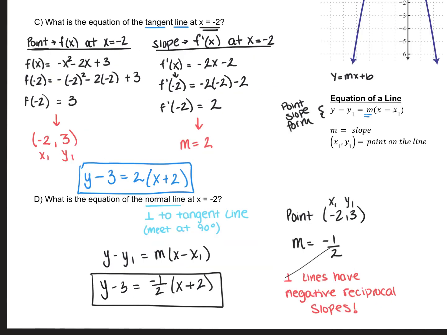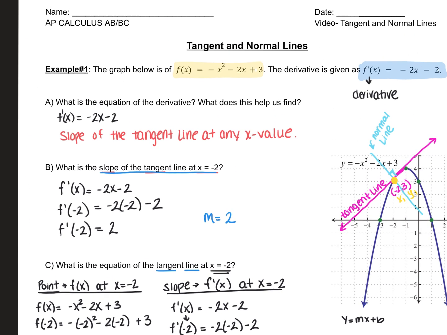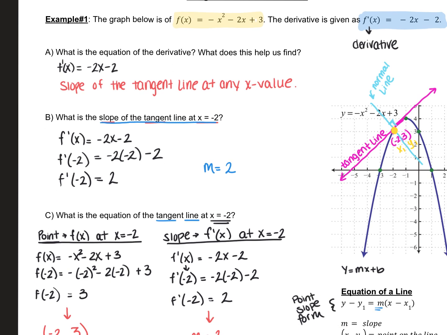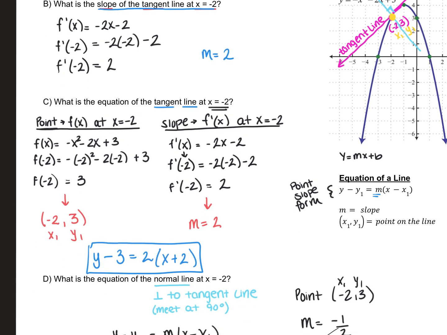Okay, so we took some great notes here. We took some notes just to recap on what a derivative equation is, what it helps us find. We found the slope of the tangent line. We found the equation of the tangent line. And we found the equation of the normal line. And we also showed a visual representation of this.